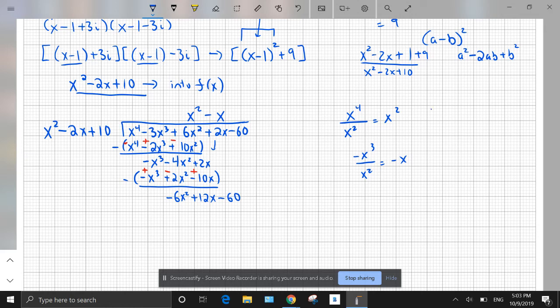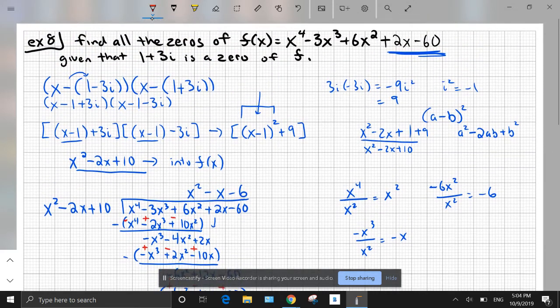We're almost there, so we have here negative 6x squared over x squared, so negative 6, so minus 6. So minus 6x squared plus 12x, and then we have minus 60. Parentheses, so that changes the sign of here, so we have plus, minus, plus. So here we end up with 0.